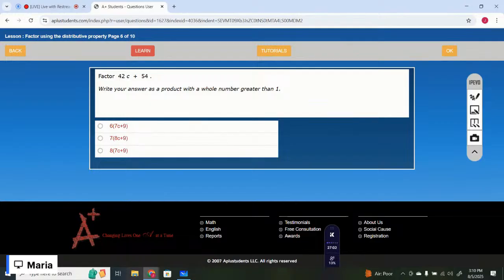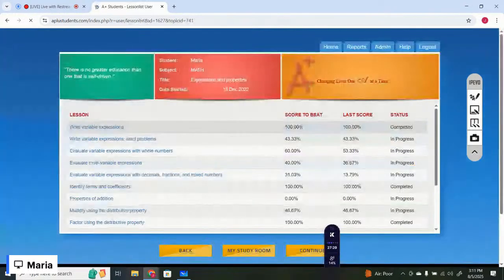Factor 42c plus 54. Option number 1 is the correct option, that is 6 times 7c plus 9. Okay, you can complete the lesson by yourself later today. Let me just move on to the next lesson.